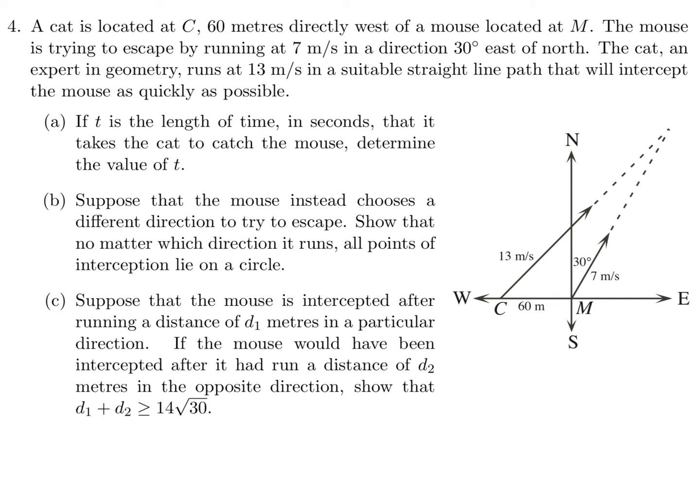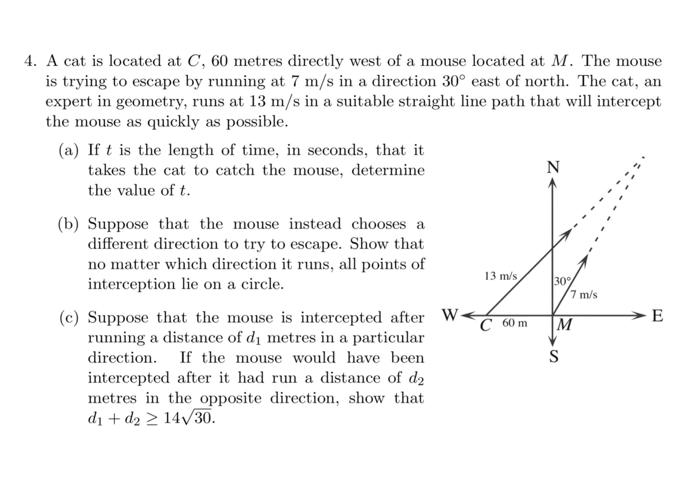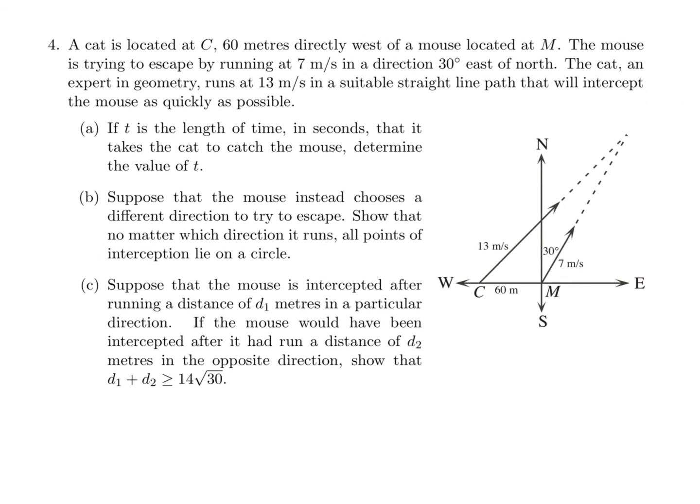A cat is located at C, 60 meters directly west of a mouse located at M. The mouse is trying to escape by running at 7 meters per second in a direction 30 degrees east of north. The cat, an expert in geometry, runs at 13 meters per second in a suitable straight line path that will intercept the mouse as quickly as possible. If t is the length of time in seconds that it takes the cat to catch the mouse, determine the value of t.